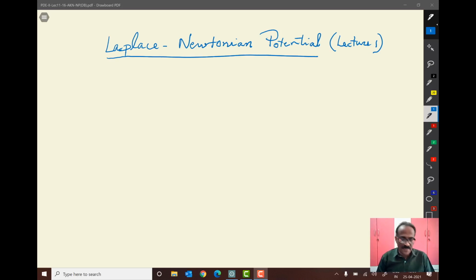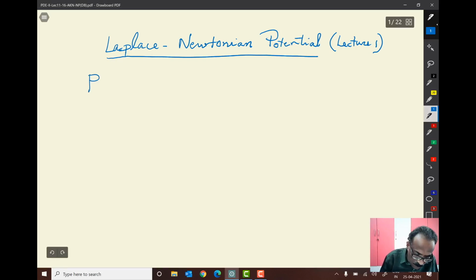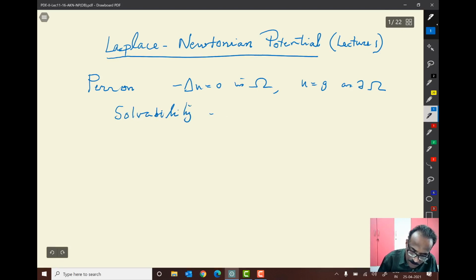last year and a few examples we left out in the previous class about the Perron's method. So in the Perron's method, we were studying this problem, Laplacian of u equal to 0 in omega and u equal to g on d omega, and you will see that solubility is equivalent to some regularity of d omega.